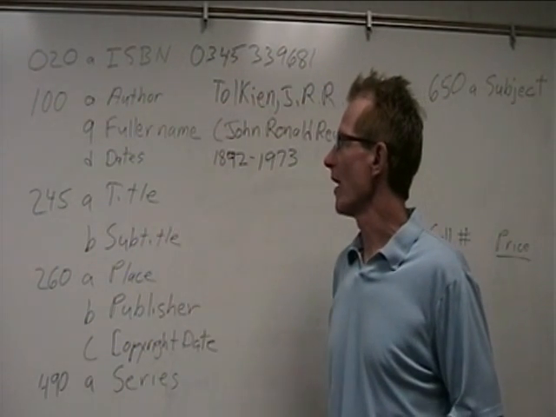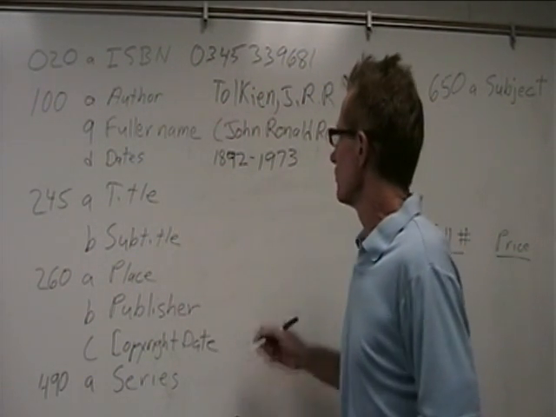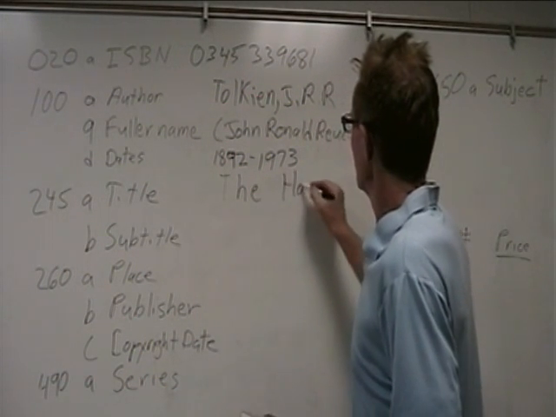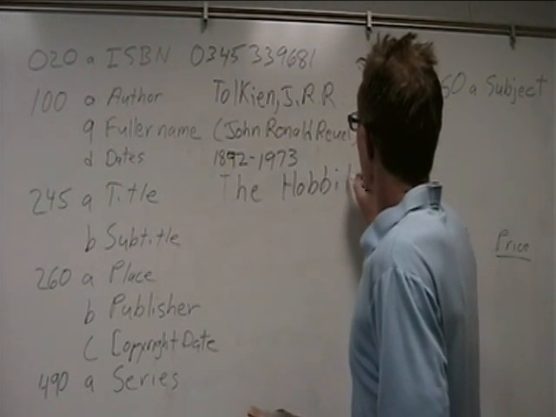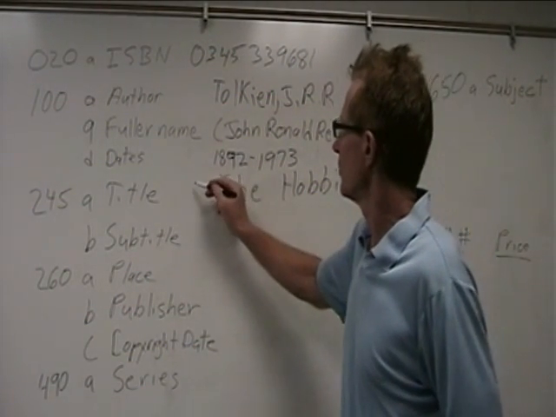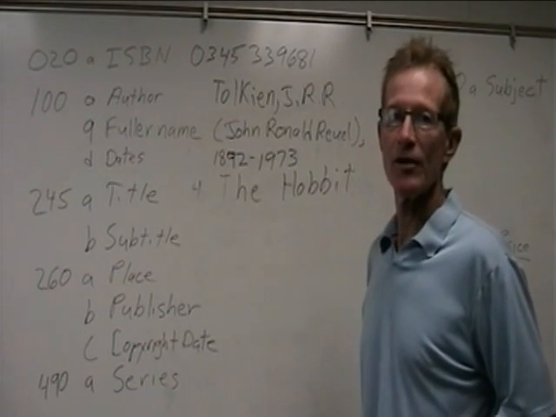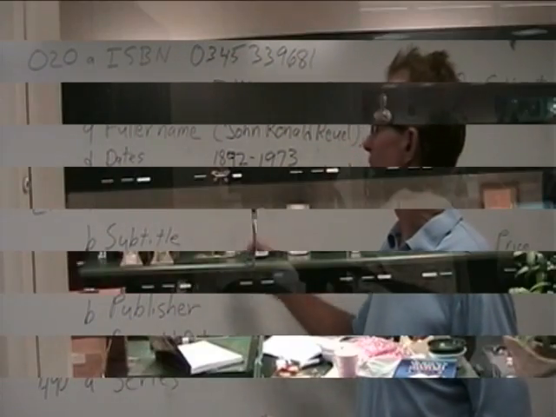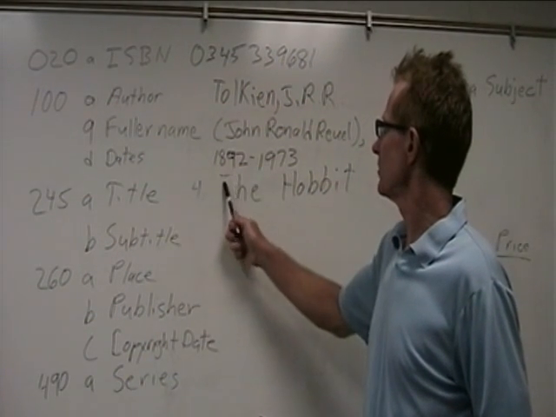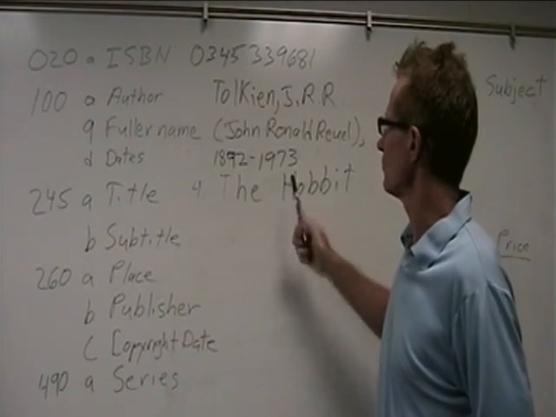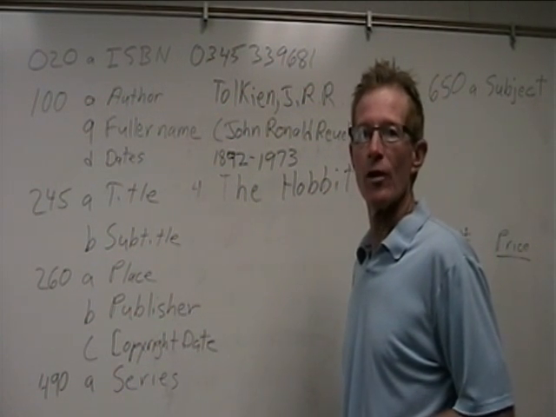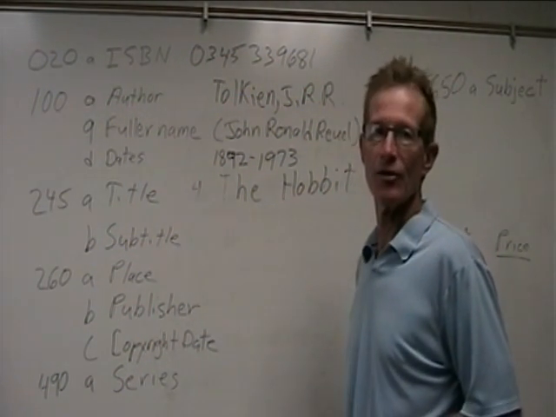Then the 245 field is the title, so we're going to put in The Hobbit, since this title starts with the word the, we need to put a 4 in that field to indicate that the first 4 characters are skipped when you're alphabetized. So it's skip T-H-E space, and it will start with Hobbit. If you don't put that 4 in there, you'll find that the title will be looked up under the, and you don't want that to happen.